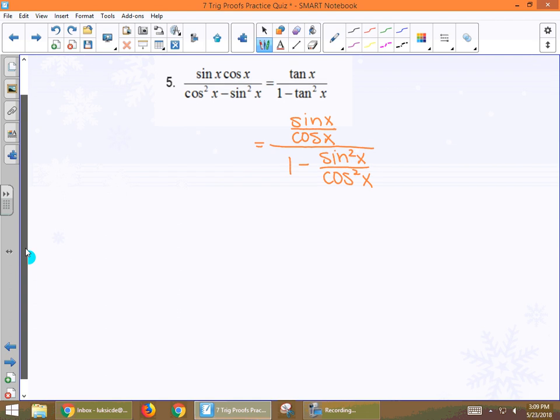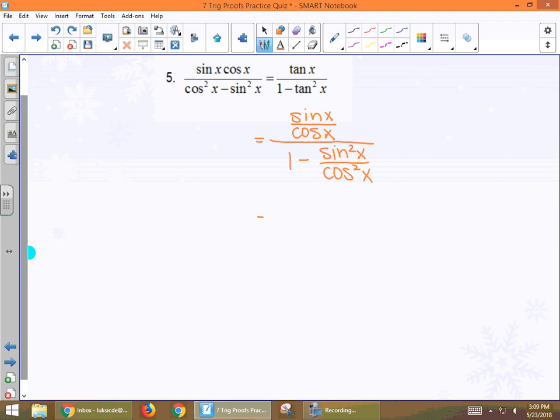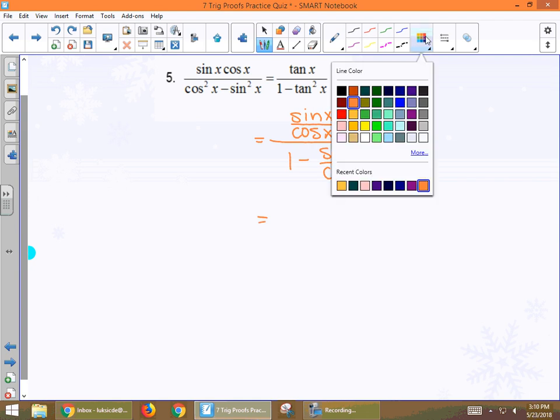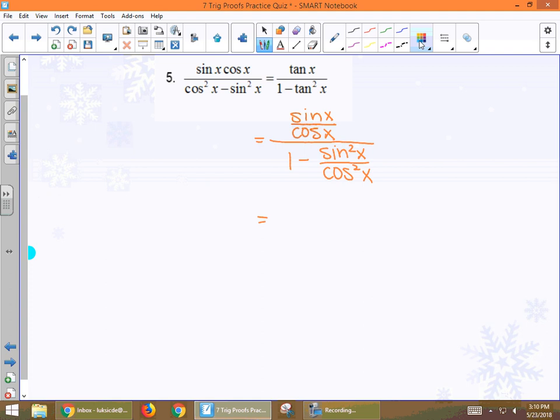Then in the denominator, I need a common denominator. So I'm going to change that 1 into cosine squared over cosine squared.